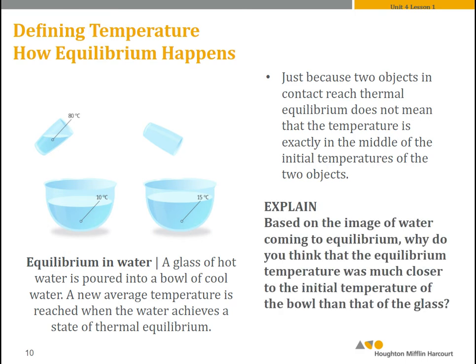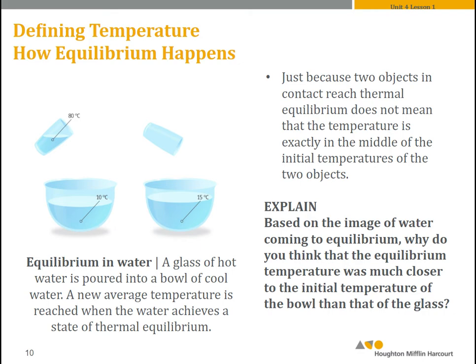In this image, why does the temperature end up at 15 degrees Celsius? Why do you think the equilibrium temperature is much closer to the initial temperature of the bowl than that of the glass? Well, the bowl has a significantly larger amount of water in it than the glass does. So a small amount of 80-degree water isn't going to raise the temperature of a huge bowl of 10-degree water by half, by the midpoint between them.